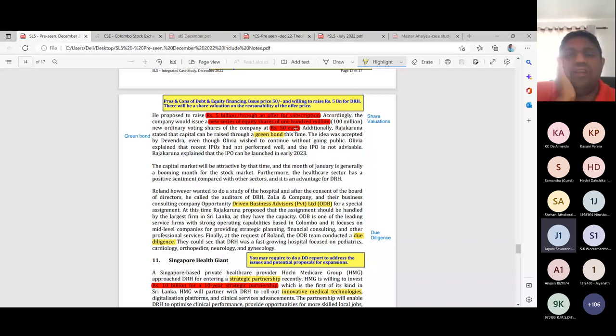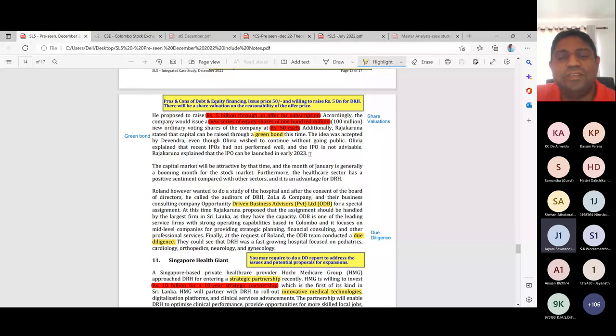Additionally, Raja Karna stated that capital can be raised through a green bond this time. Green bond comes into the scene again, right? The idea was accepted by Ravindra, even though Olivia wished to continue without going public. Olivia explained that recent IPOs had not performed well. That's true, no? Because of this country's situation, an IPO is not advisable. Raja Karna explained that an IPO can be launched in early 2023.